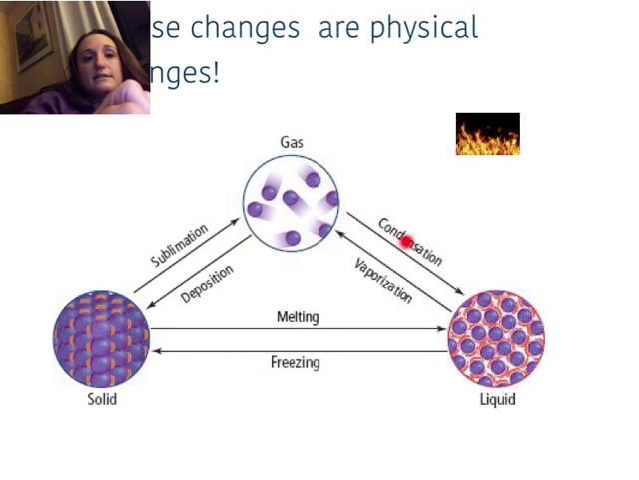When you remove heat from a gas and turn it into a liquid, so gas to a liquid, that is condensation. That happens up in the clouds. When you remove heat from a liquid and turn it into a solid, that is freezing. Okay, and that completes the cycle.